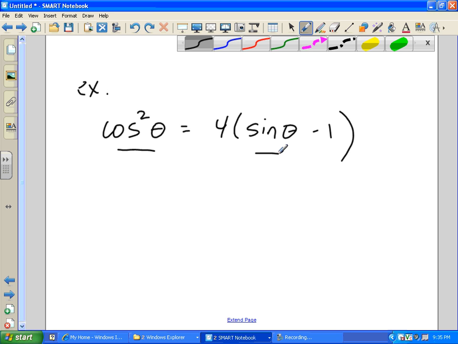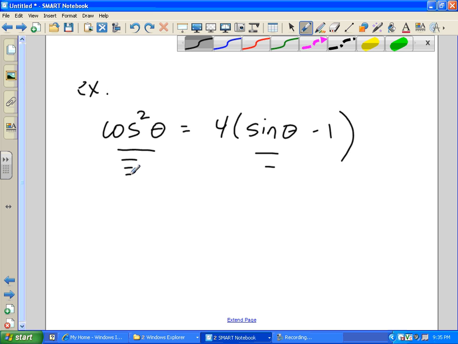So the key here is to figure out how I can change these so that they're either both sines or both cosines. Now, the hint here is to look at this one, and we should see something about that one being squared that we can take advantage of. I'll give you a minute to see if you can think about that. What's something I could put right here for cosine squared? I could write it in terms of sine instead of cosine squared.